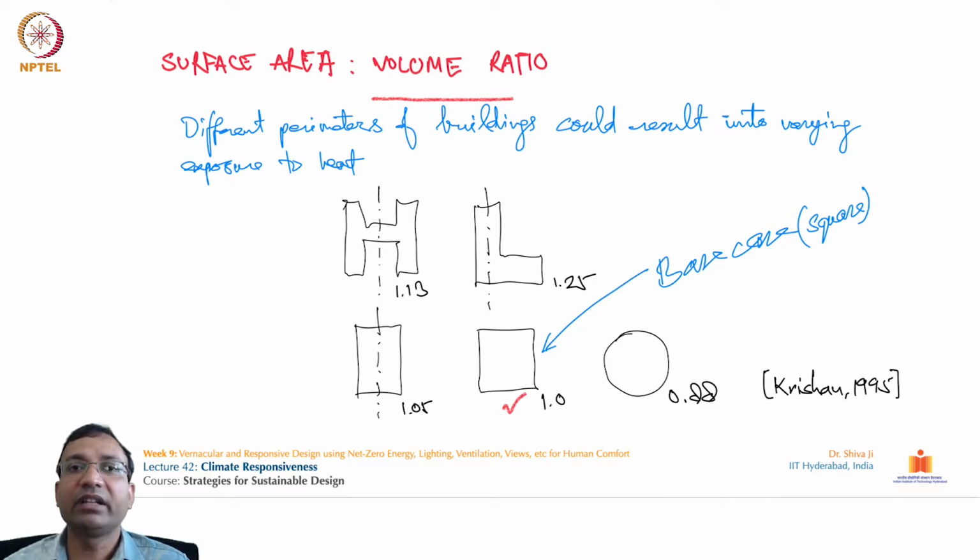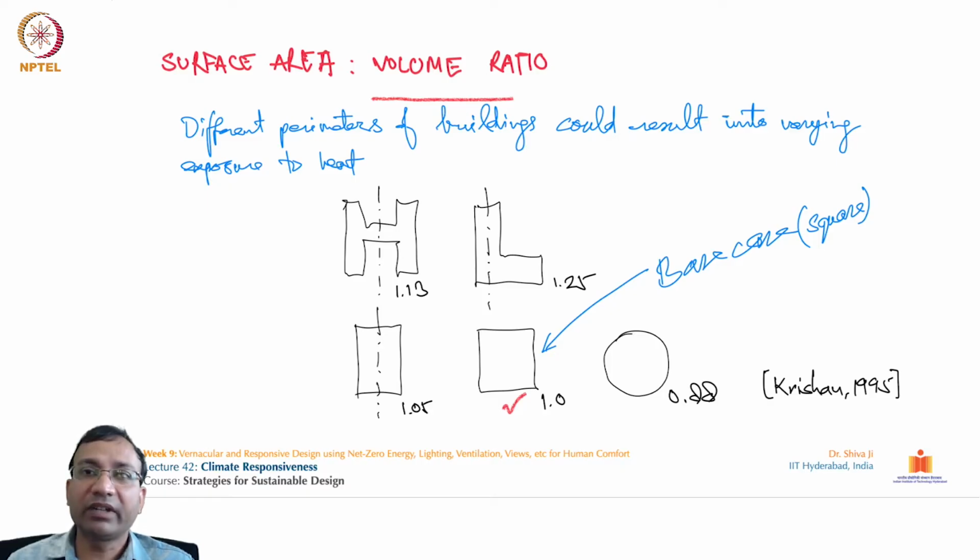Since the surface area will increase, the exposure to the sun will also increase in the same proportion, right? So if the sun gain increases, the heat load on the building will increase. For example, if you are living in a colder place, then it is ideal for you to increase the surface area.